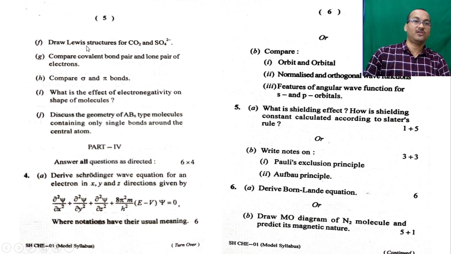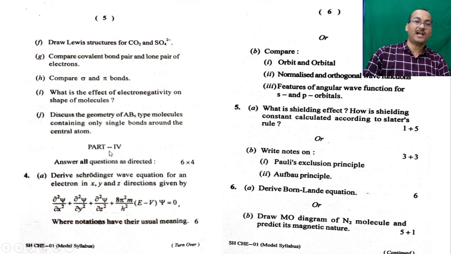The next question, draw the Lewis structure for carbon dioxide and sulfate ion. Next question, compare covalent pair and lone pair of electron. Then compare sigma bond and pi bond. What is the effect of electronegativity on shape of molecules? Discuss the geometry of AB6 type molecules containing only single bonds around the central atom.